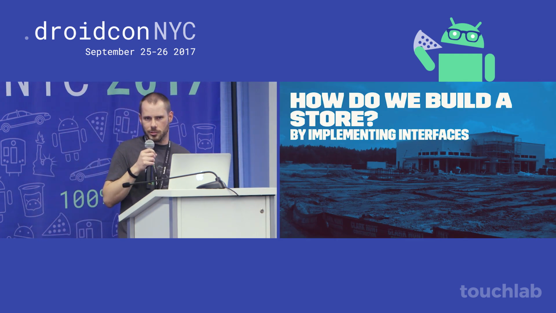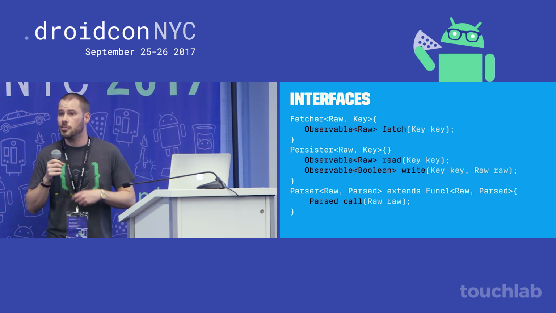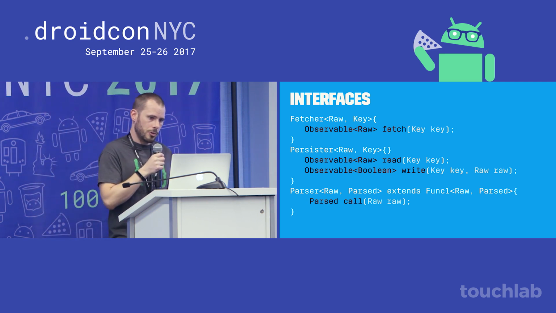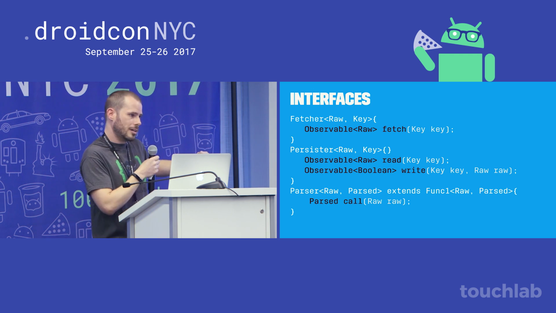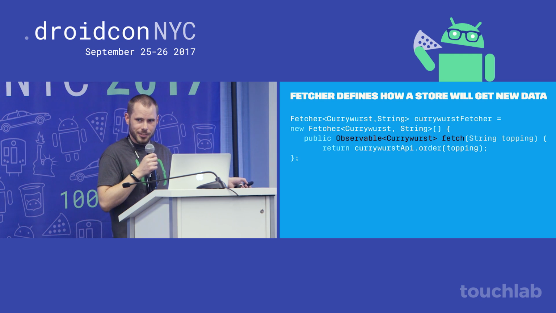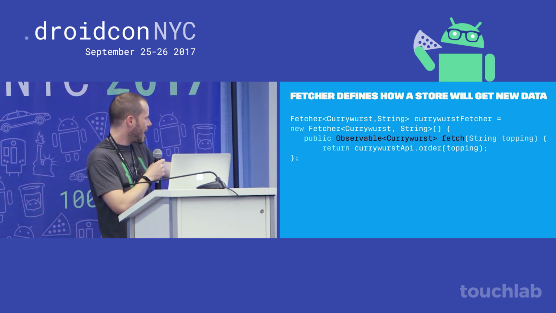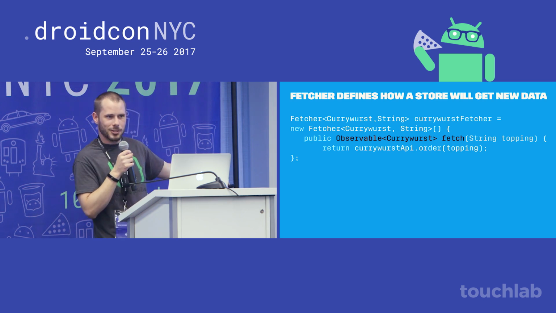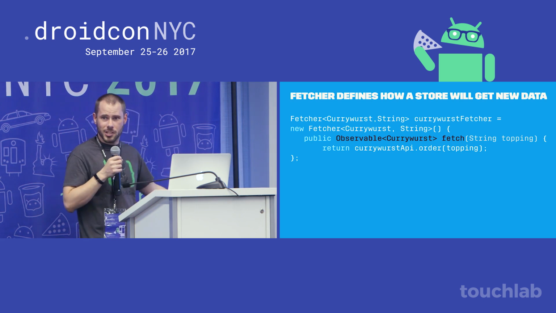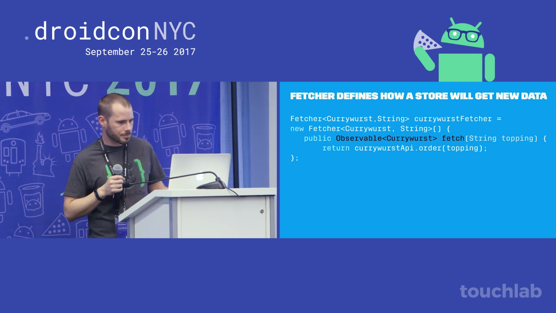So let's run through a little example of how we build a store. We do it by implementing interfaces. As I mentioned before, you define how you fetch the data, how you persist the data, and how you parse the data. All you have to do is implement these constructs using these interfaces. For example, here's a fetcher. You can see it's just a basic Retrofit endpoint, the currywurst API. We pass in our key, which is the topping. As you remember previously, that was the ketchup. And that's our fetcher. Really simple. It can be as complicated as you want, depending upon how you fetch your data.